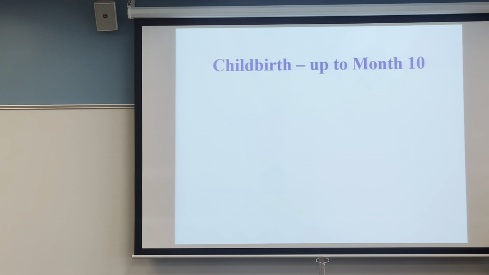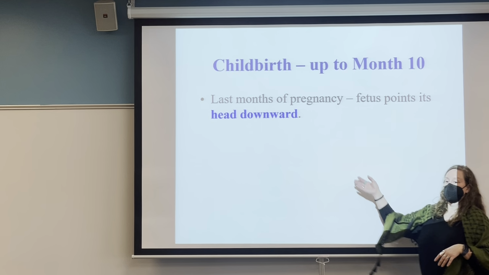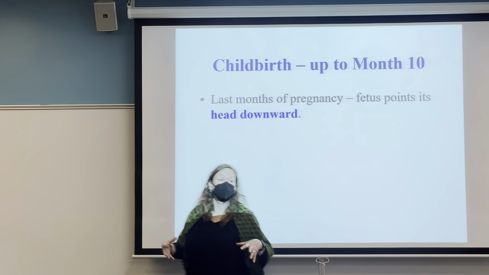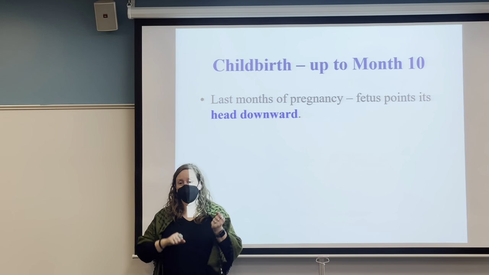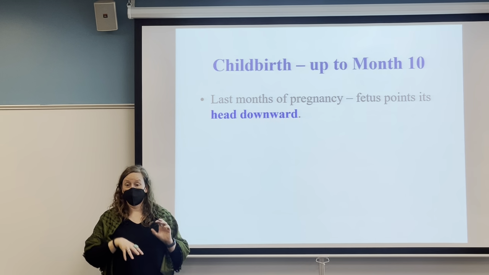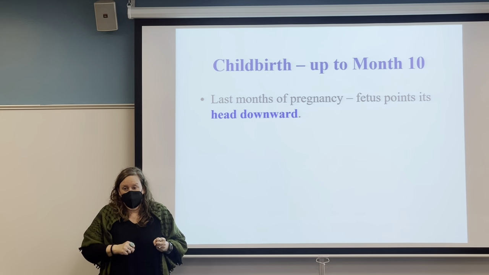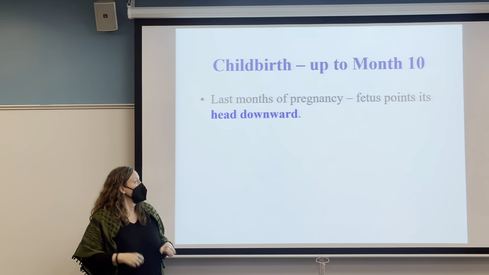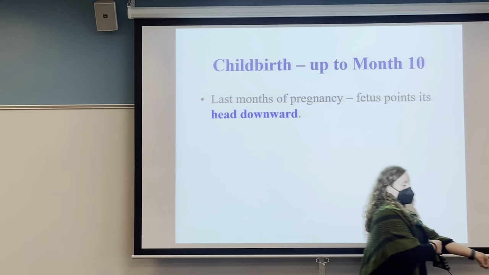They say 9 months of pregnancy, it's really like up to 10 months. So 40 weeks is about 10 months. At the end of development, the fetus just instinctually points its head down. So it starts to turn itself inside of the uterus, which is hard because there's not room in there, right? They're kind of starting to point their head downward.